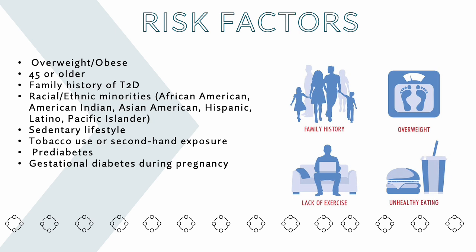Let's go over who's at greater risk for developing type 2 diabetes. First, being overweight or obese is one of the biggest risk factors. Age is another. If you're 45 or older, your risk starts to go up. Family history plays a role too. If someone in your immediate family has type 2 diabetes, your chances increase. Certain racial and ethnic groups are also at higher risk, including African Americans, American Indians, Asian Americans, Hispanics, Latinos, and Pacific Islanders. A sedentary lifestyle, meaning not getting much physical activity, also raises your risk.